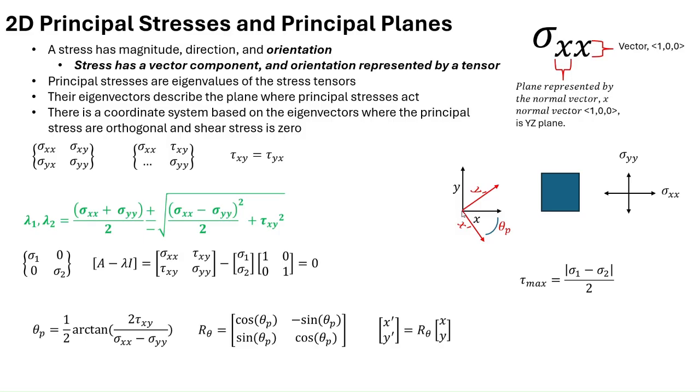Basically what that means is if you take a coordinate system and rotate it relative to the original coordinate system by angle theta p, and you look at the stress in, let's say, the y prime direction, that will correspond to one principal stress. And then if you look at the stress in the x prime direction, that will correspond to the second principal stress. And in this coordinate system, I should say, the shear stress would be equal to 0.